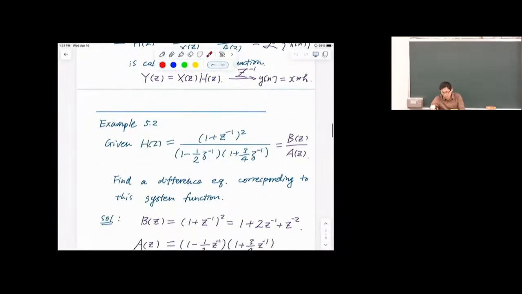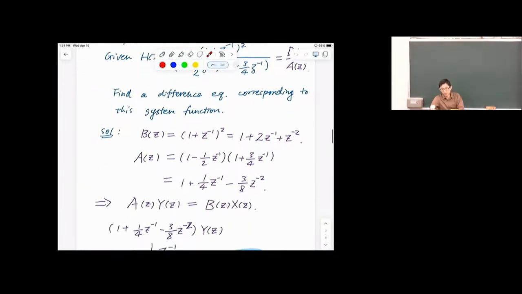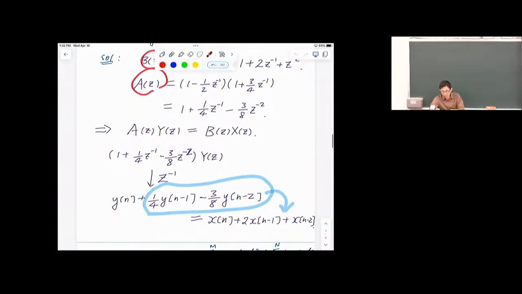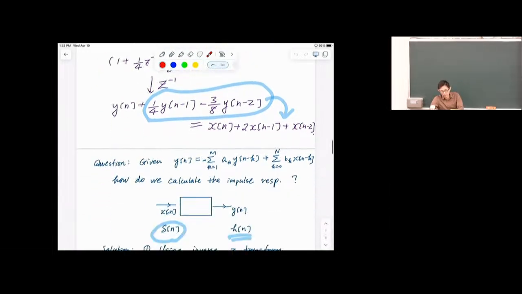And we have an example of saying if I give you an H of z that looks like this, can you find the corresponding difference equation? Kind of in the opposite way, right? Given H of z, your task is to find the difference equation, and yes, we can do that. It's fairly easy. Just write down b of z, a of z, and then voila. Do you know this person? It's French. Then here you go. We have the difference equation right there. Okay? It's rather easy.